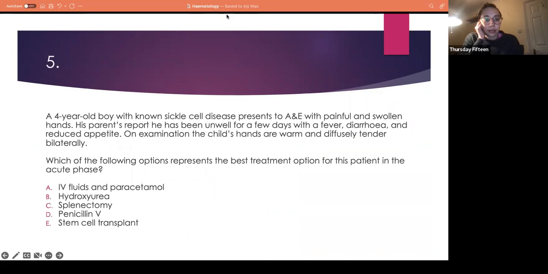So next question. This one's about a boy with sickle cell, and it's asking you about the best treatment for him in the acute phase.